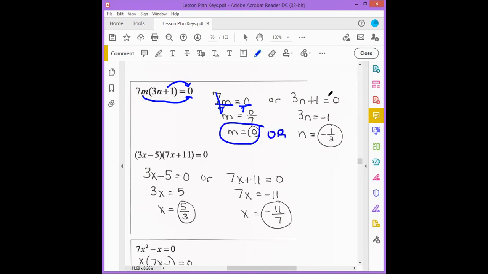And 3m plus 1 equals 0. We'll solve by subtracting 1 from both sides of this equation and then dividing both sides by 3. The 3's will cancel, leaving m equals negative 1/3. So our two possible solutions, m equals 0 or m equals negative 1/3.